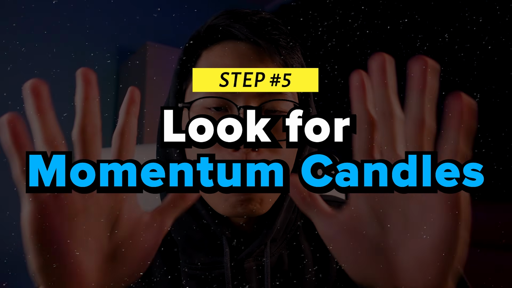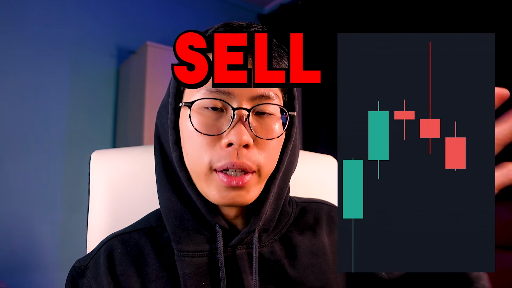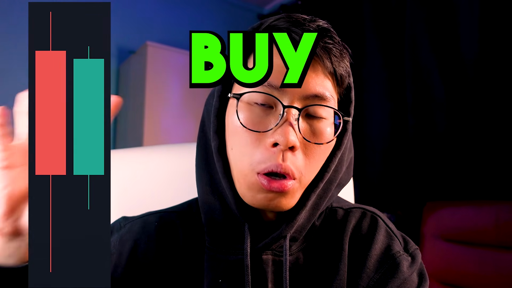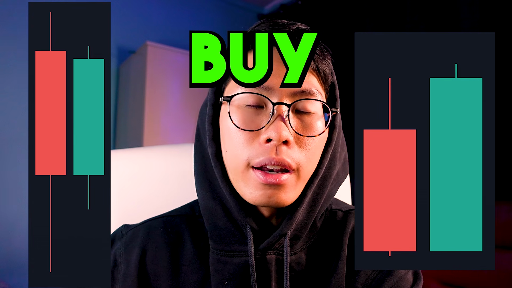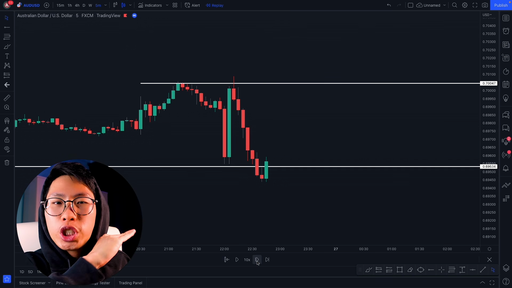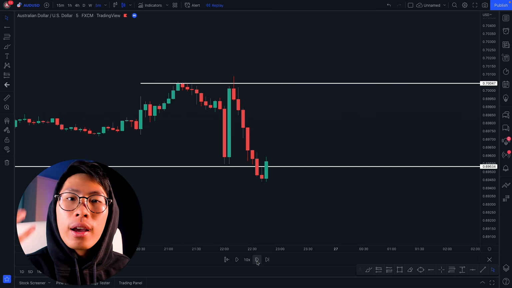So before you enter for the trade, if you are looking to sell, you want to look for long upper wick candles or bearish engulfing candlesticks. And if you are entering for a buy, you want to look for long lower wick candles or bullish engulfing candlesticks. So these momentum candlesticks will show you that price is rejecting this key level and it's going to continue with the overall trend direction.